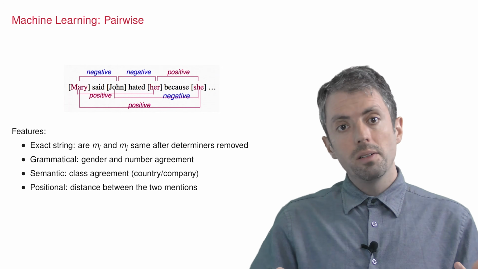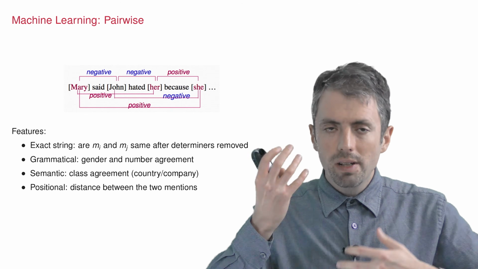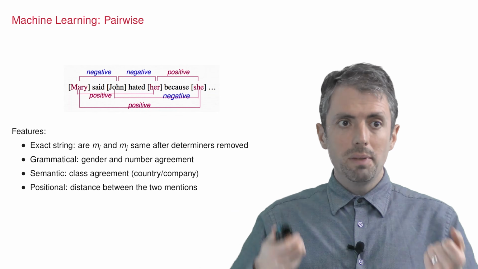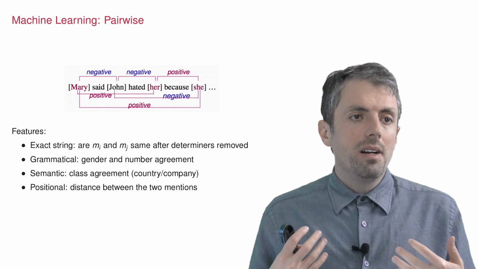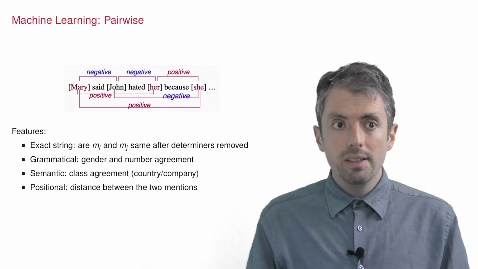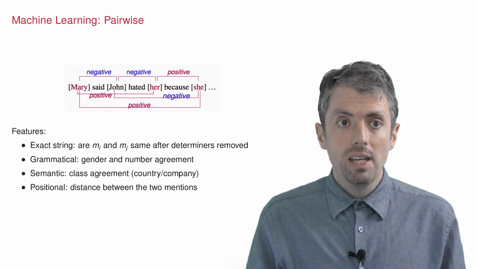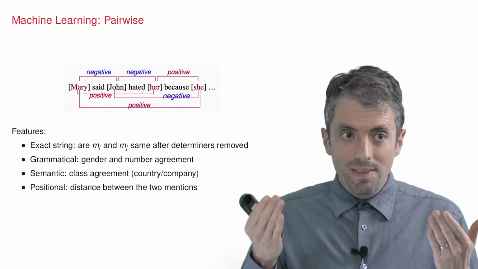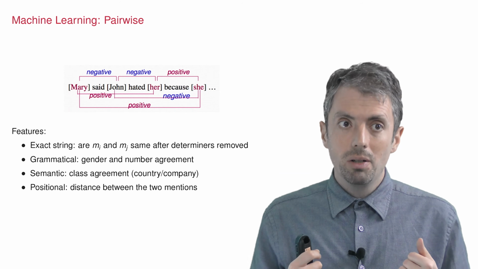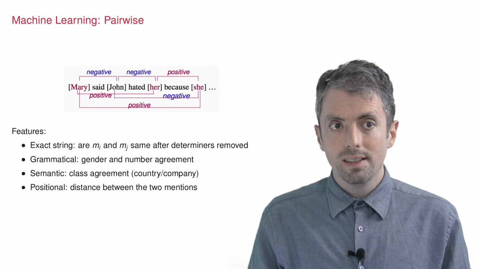And because you're making many decisions simultaneously, you can often think about the task as a pairwise assignment to clusters. Are Mary and John in the same coreference cluster? Are John and her in the same coreference cluster? The answer to both of those questions would be no. But you need to decide that hopefully Mary and her are in the same coreference cluster, and that Mary and she are in the coreference cluster together.